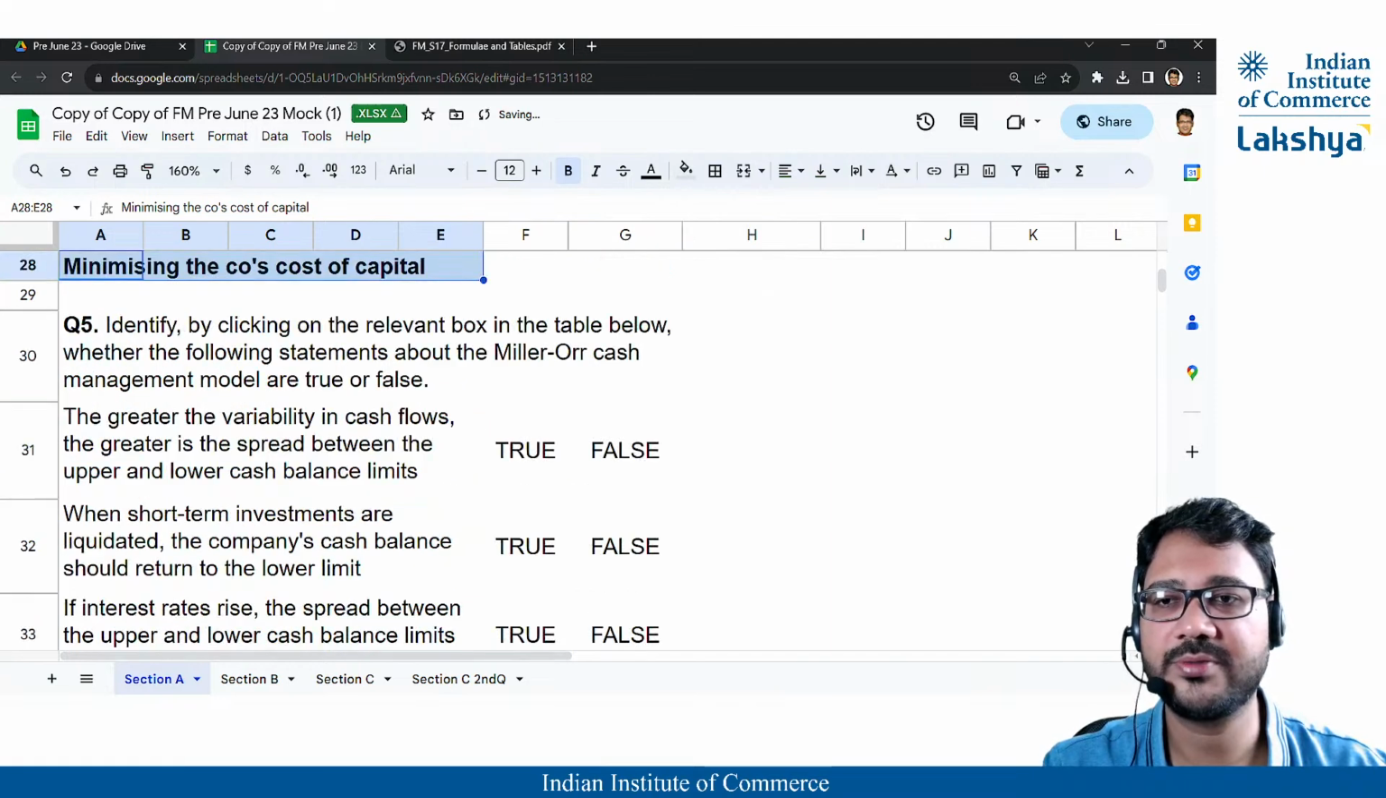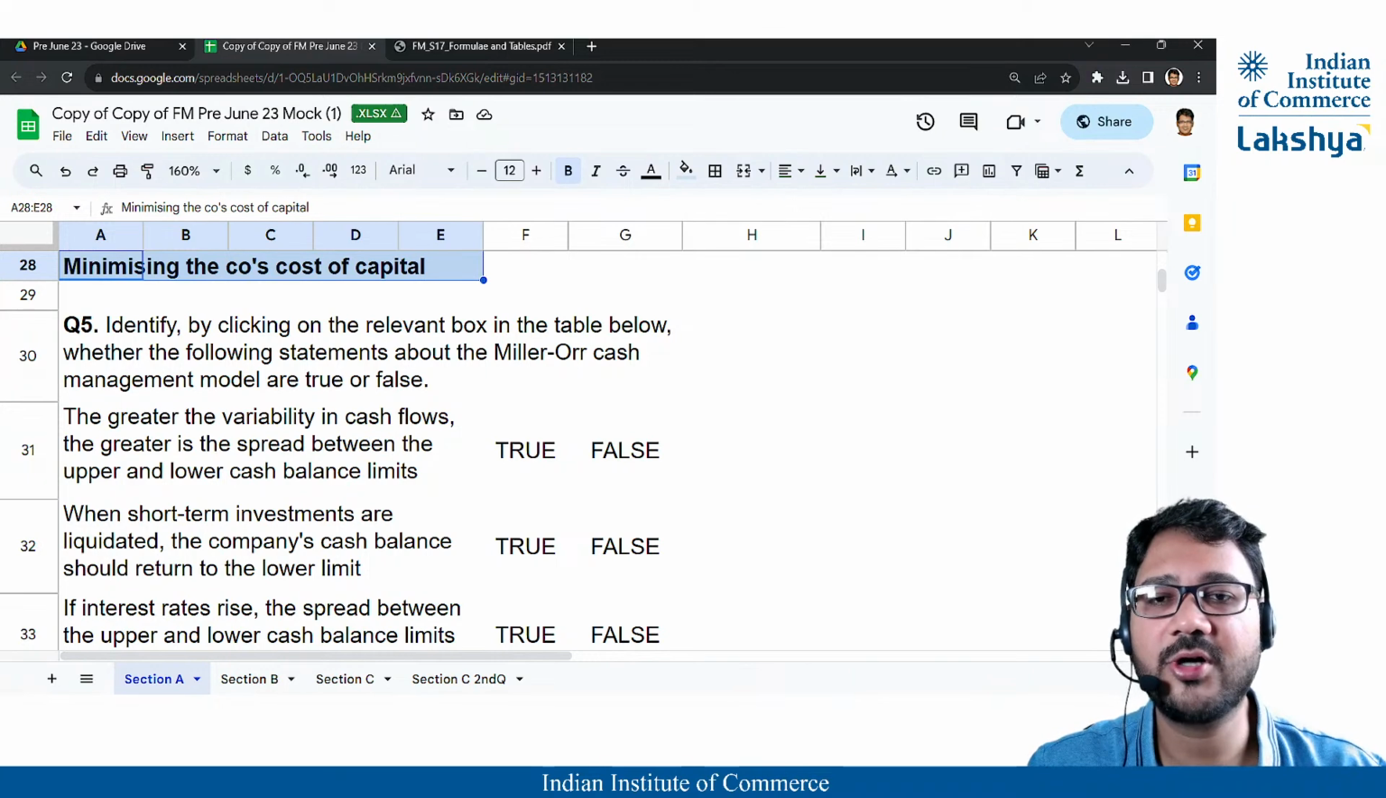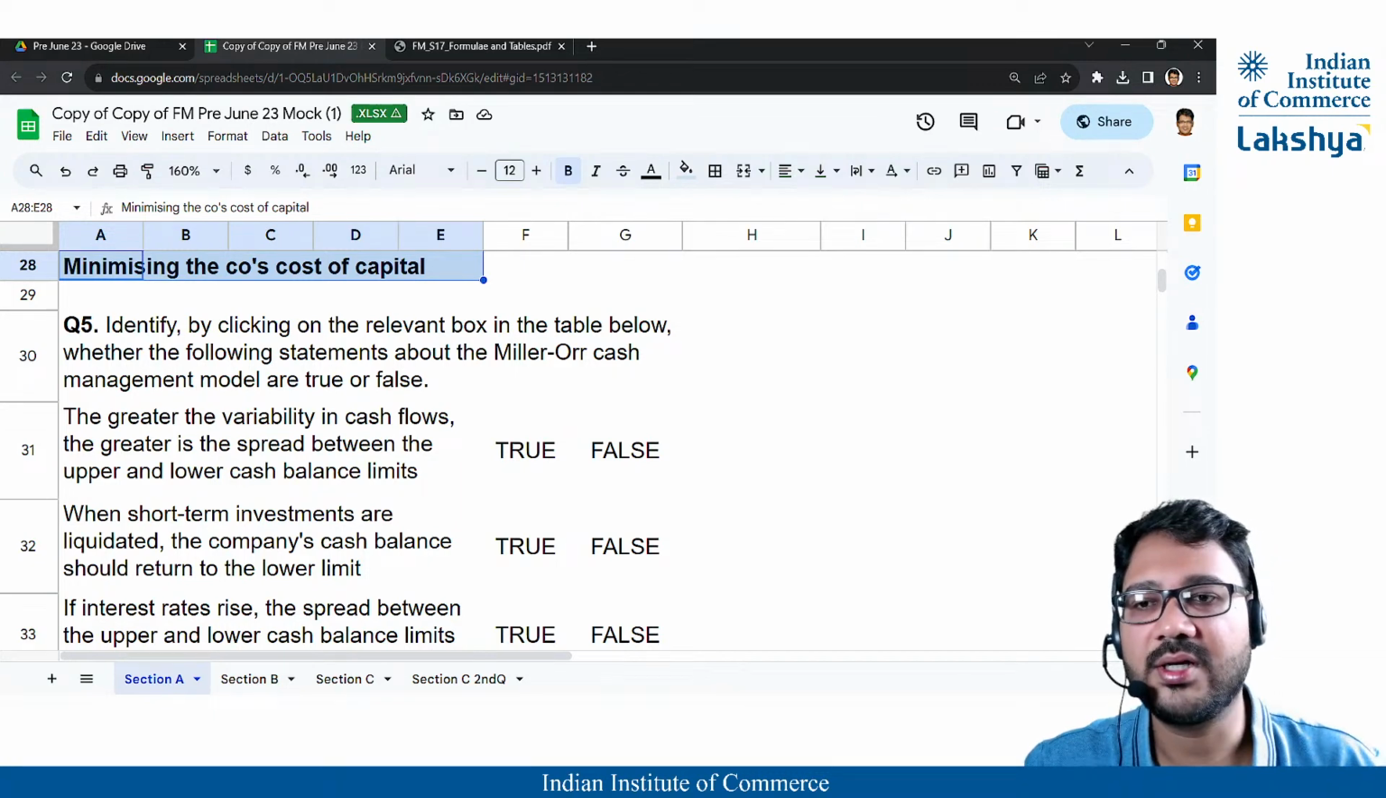Okay, let's move on. Identify by clicking on the relevant box in the table below whether the following statements for the Miller-Orr cash model are true or false. The greater the variability in cash flow, the greater is the spread between the upper and lower cash balance.